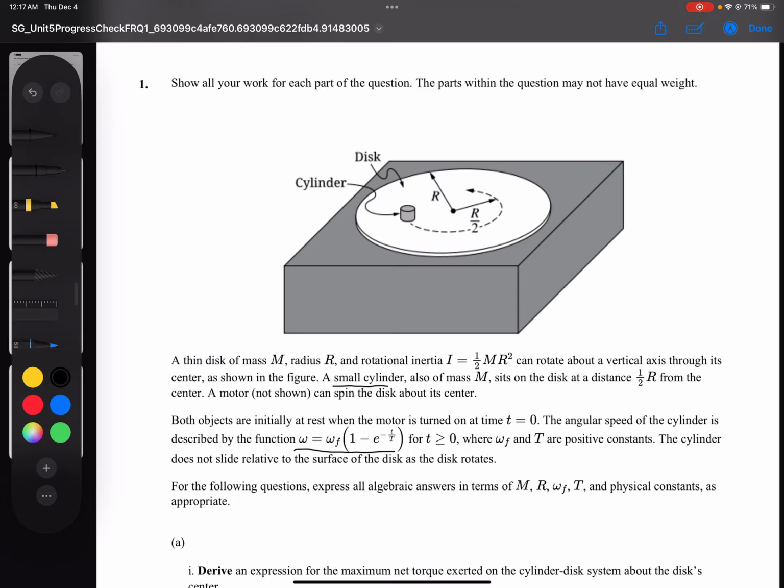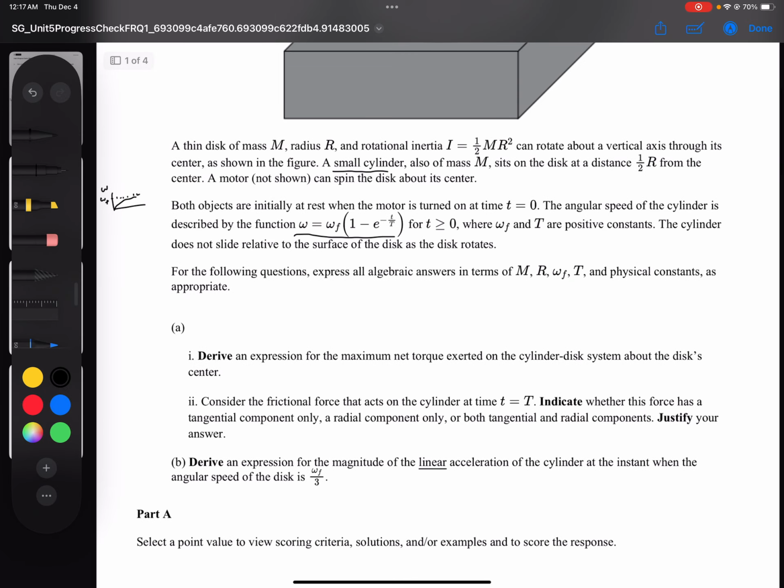Well, at t equals 0, I have e raised to negative 0, which is 1. 1 minus 1 is 0, right? So then that times omega f is 0. It starts off with 0 angular velocity, and then the angular velocity approaches omega f. And I can just do a little sketch here just so we can visualize it. So it asymptotically approaches its final angular velocity, and it kind of looks like that. Yeah, I think it's good to know what this function is saying before we even get started.